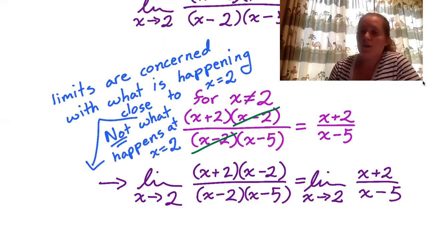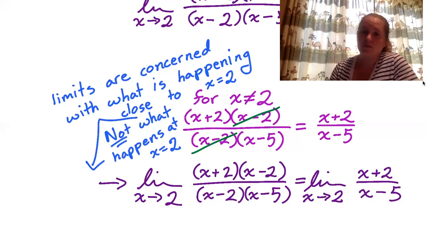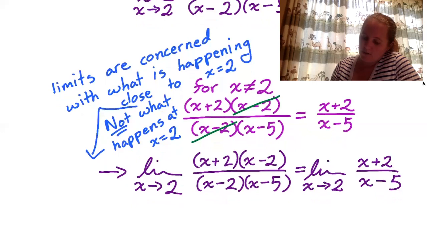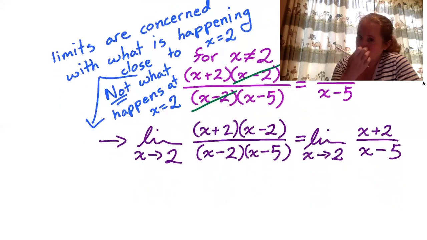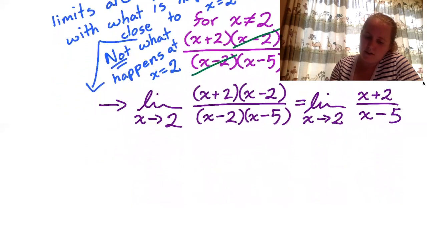So these are essentially holes in the graph. The function does exactly what x plus 2 over x minus 5 does, except there's just a hole at x equals 2 where the function is undefined. So here we have a rational function. We're taking the limit, and the rule is that we can just go ahead and evaluate.